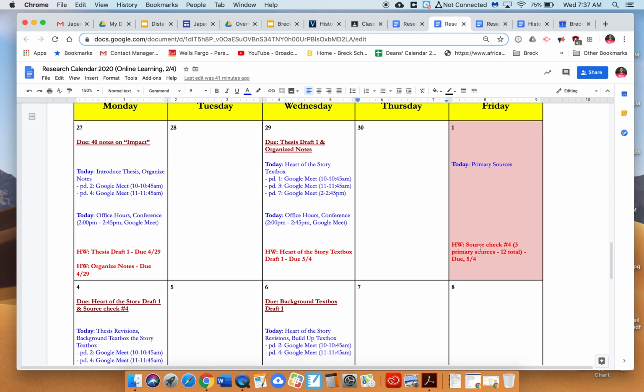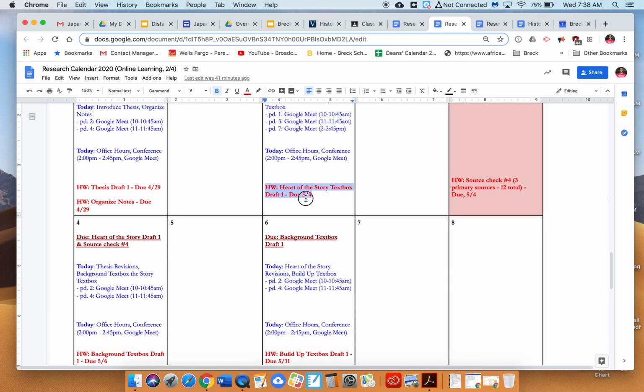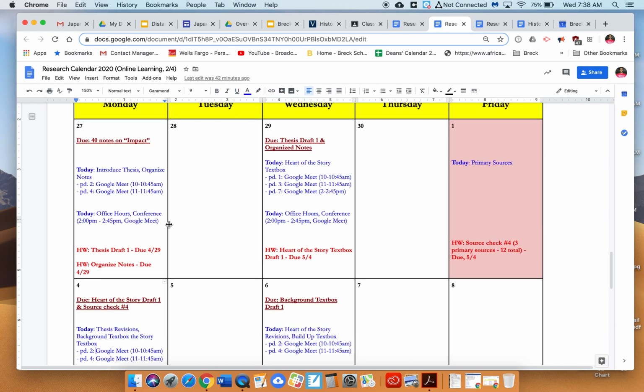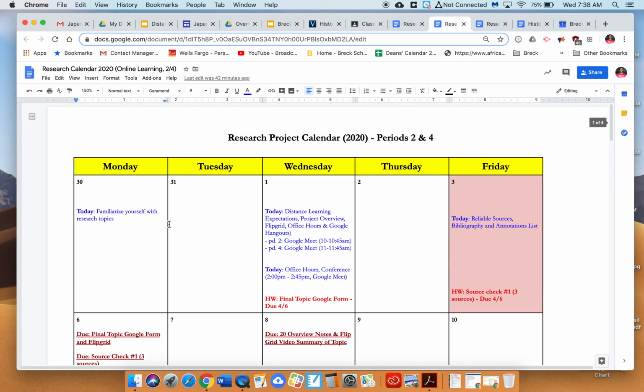Now, to look at an individual cell, you have the due, or what assignment is due that day. Then you have briefly what we're doing that day in class. Then in red, you have what your homework is. And then if you look ahead, that says Heart of the Story text box draft 1. You'll notice that it says due 5-4. I go to 5-4, and here is where it is due. So you can use this calendar to know exactly what's coming up for you, and we're going to stick very closely to this.